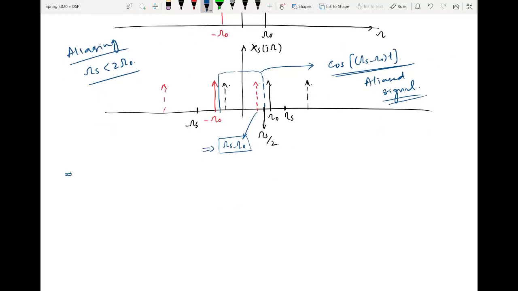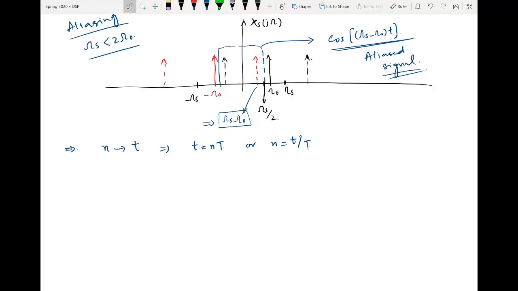And now we have already discussed the mapping from n to t, and that expression was t is equal to n capital T, or n is equal to t over capital T. But now we also discuss the mapping between a continuous frequency and discrete time frequency.